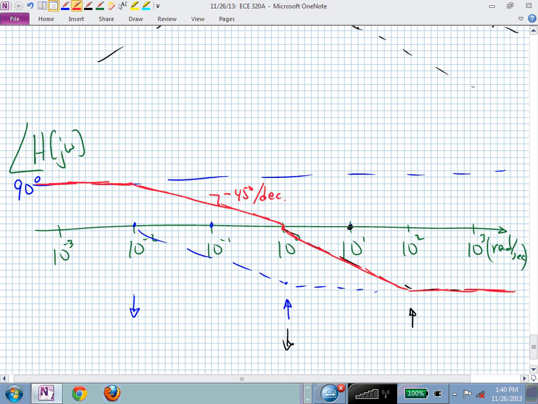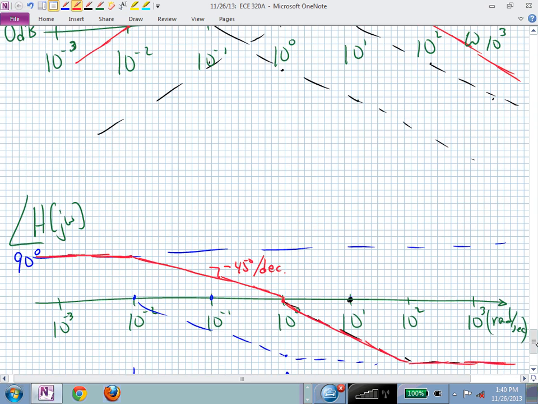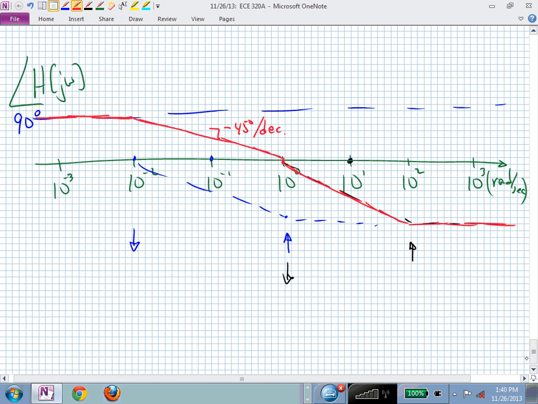Are we accurate? Where was our phase beginning? At low frequencies, plus 90. Where was it stopping? Minus 90. And I could ask you, what's the slope change, or when is the phase changing, over what frequency region? That would be from 10 to the minus 2 up to 10 to the 2.